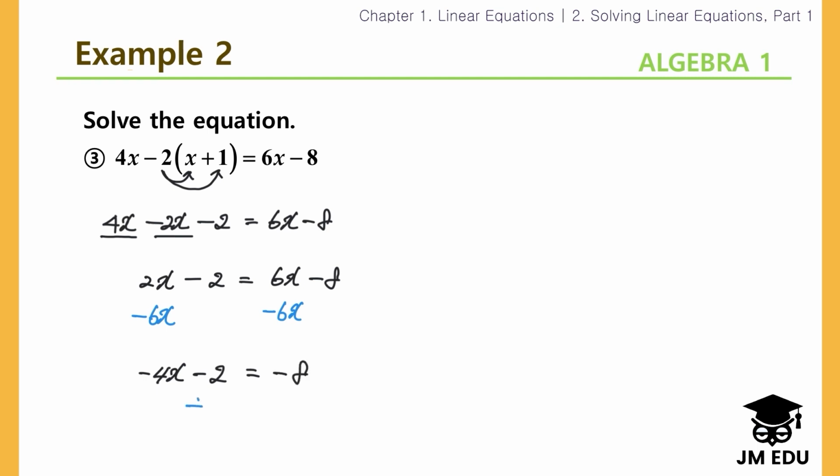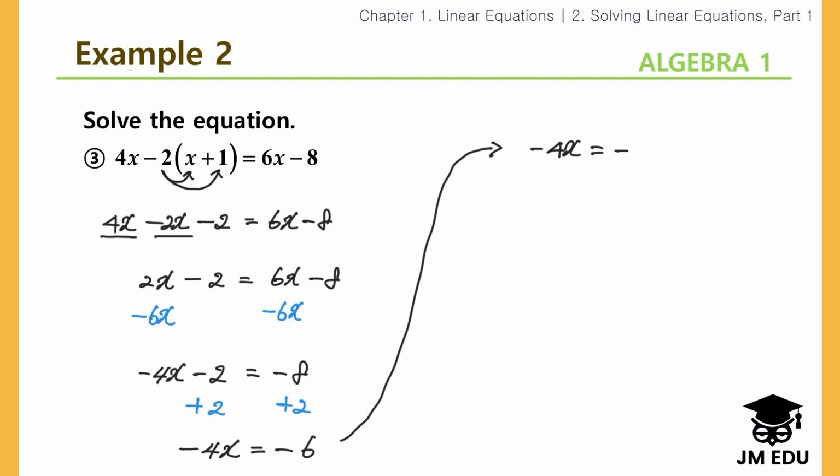Now add 2 each side. So that's going to be minus 4x is equal to minus 6, right? So let's move on. Now the last step is we have to divide each side by negative 4, right?